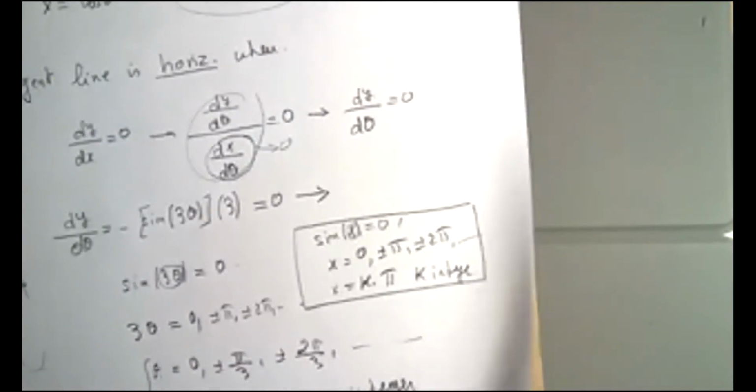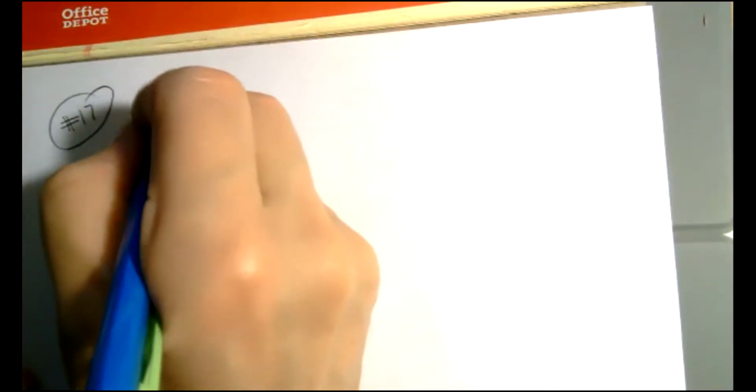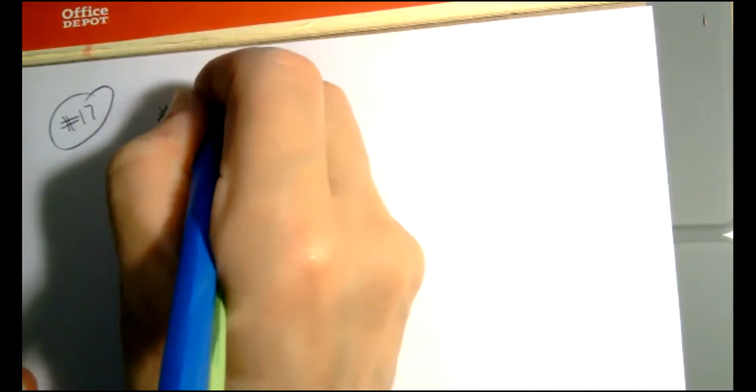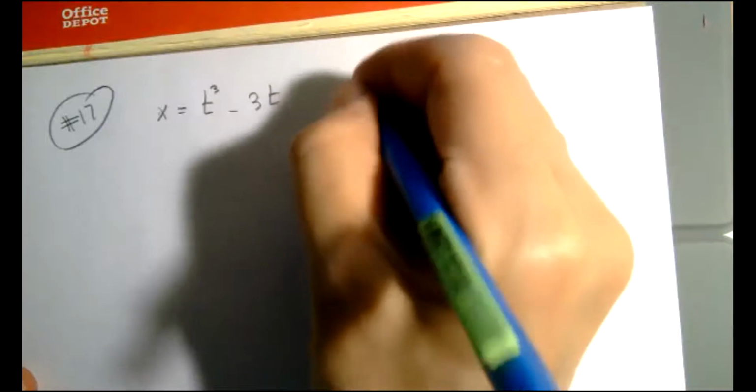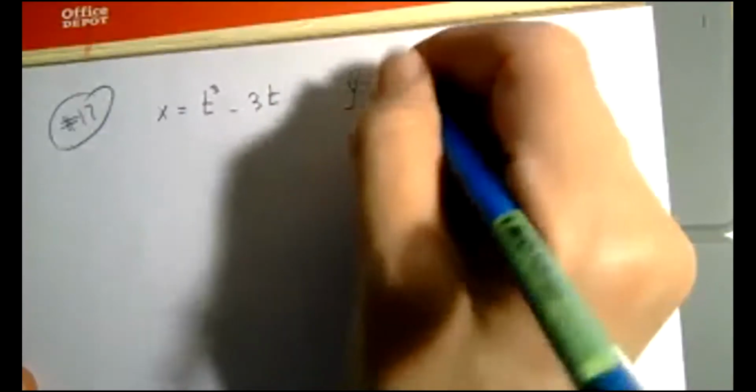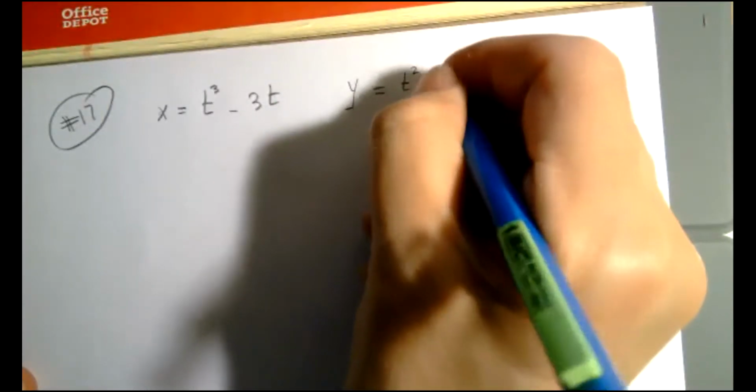Okay. So now we move on to problem number 30, and then we would move on to number 17, and then I will move to number 30. Okay. Number 17, we have x equal t to the power 3 minus 3t, and y equal t squared minus 3.